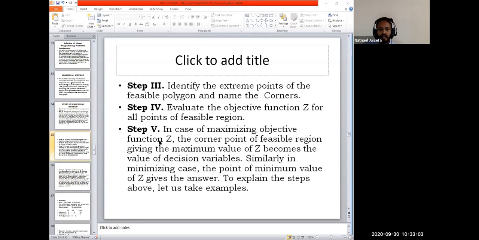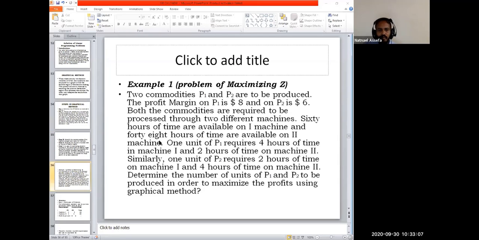So that is in the case of maximization. An example of a problem of maximization, Z, we can see. So commodities: there are two commodities, very simple. P1 and P2 are to be produced. The profit margin on P1 is 8 and on P2 is 6.